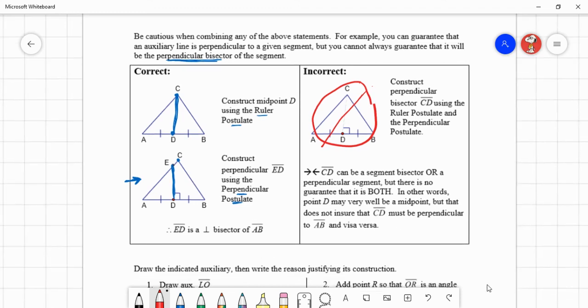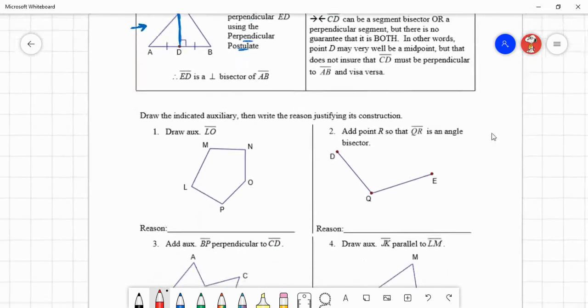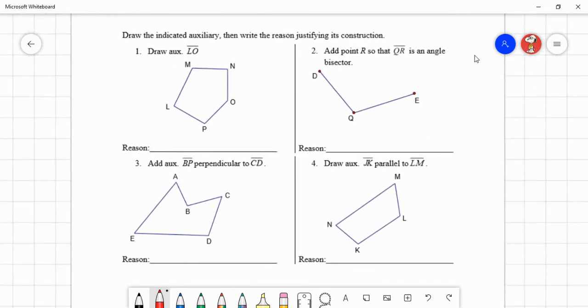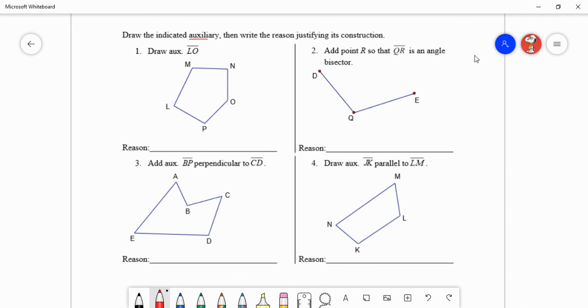All right, folks, it's time for you to try a few. At the bottom of the page here, it's going to ask you to draw the indicated auxiliary line, and it asks you to give a reason for that auxiliary line. So at this time, you need to try each one of these, and when you are done, check your work with the answer key. Once you're finished with that, you are done with your video for today.